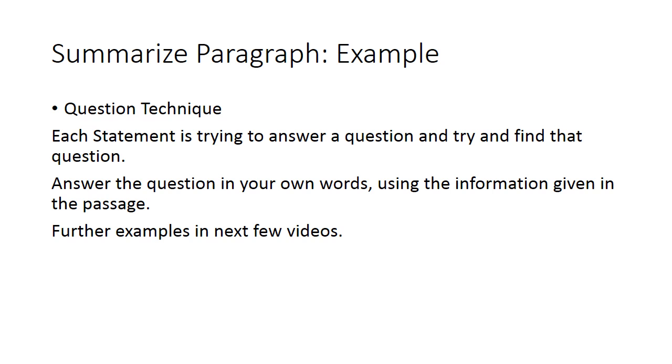Suppose if I tell you social provisions are not businesses but are important for the people, that means it's trying to explain what social provisions are. The question would be what social provisions are. So try and find out the questions of the sentence. What question is that paragraph actually answering? Try and find that question out and then answer the question in your own way. That means you've got your own summary using the information given in the passage. And it might be a bit confusing now, but I will definitely have further examples in the next few videos.